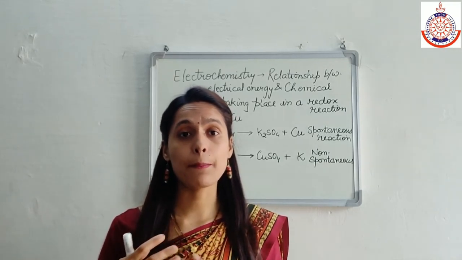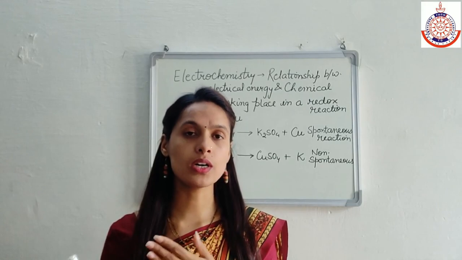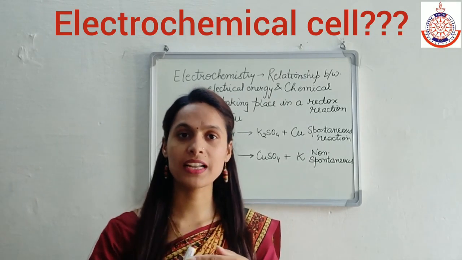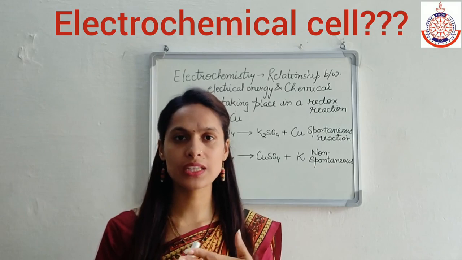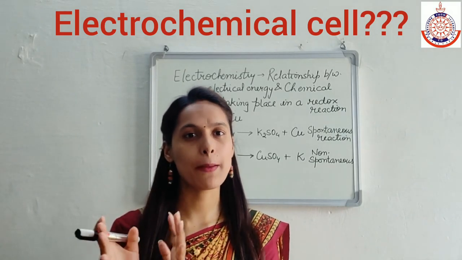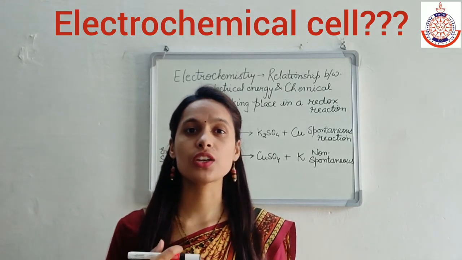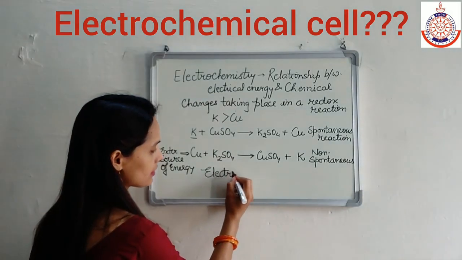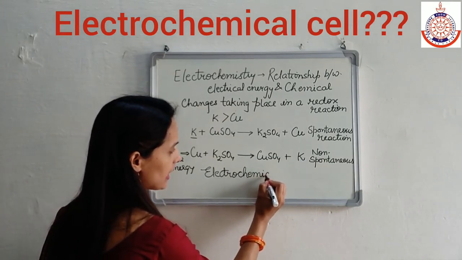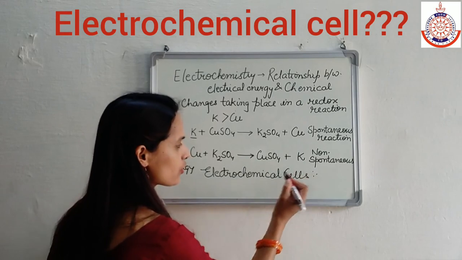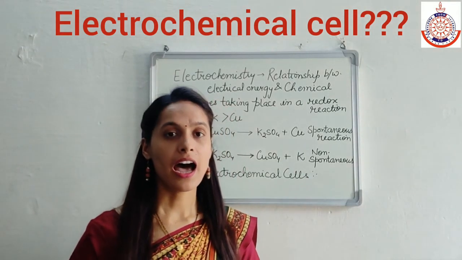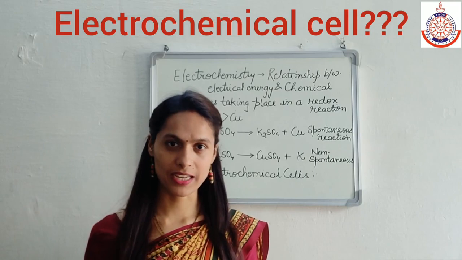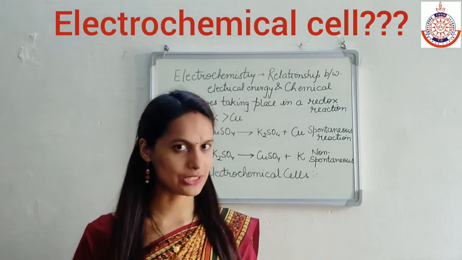Now, the apparatus which is designed for these conversions, meaning conversion of chemical energy to electrical energy or electrical energy to chemical energy, is known as electrochemical cells. So what are electrochemical cells? Electrochemical cells are the apparatus, the devices, which are used to convert either electrical energy into chemical energy or chemical energy into electrical energy.